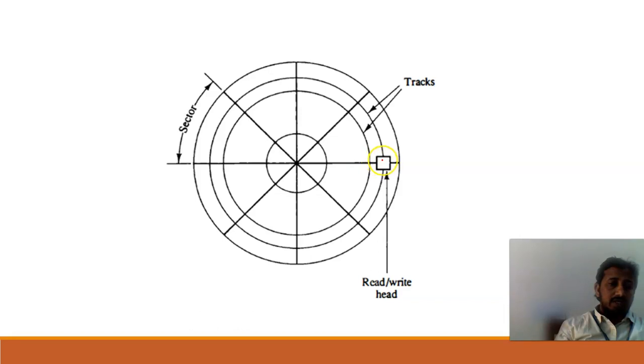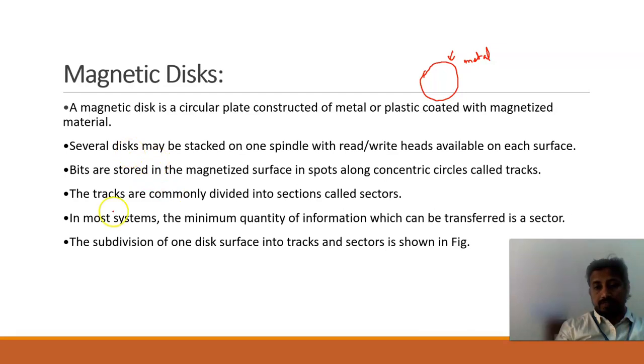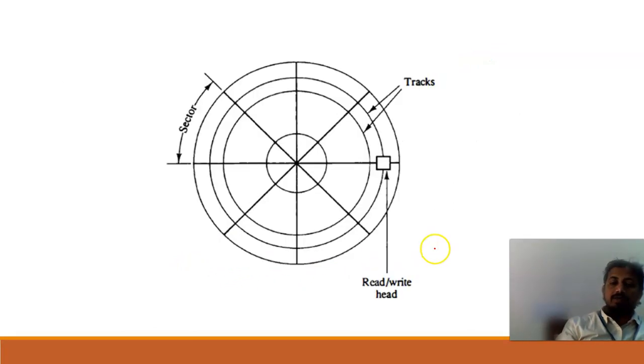On each disk you would be having a read or write head, and a small part of a track is called a sector. Tracks are commonly divided into sections called sectors. They are split into 8, 10, 12, and accordingly the sectors have been formed. The most common minimum quantity of information which can be transferred is called a sector. The subdivision of the disk surface into tracks and sectors is shown over here.